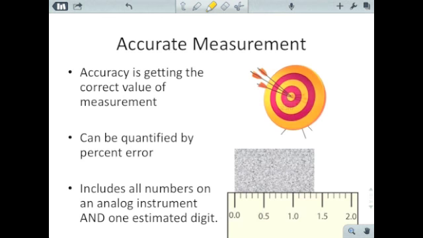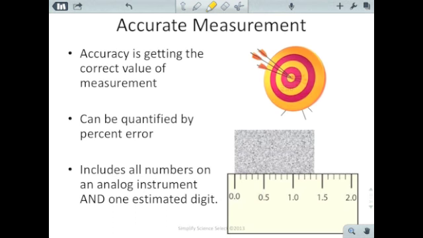Now, there are two things we're going to look at when we're dealing with measurements to figure out what type of measurement we have. The first thing is accuracy. Accuracy is getting the correct value of the measurement, getting the right answer. So if we had a 5-gram sample of aluminum and we put that on a balance, we would know that we were getting an accurate measurement if the balance read 5 grams. If it didn't, then the measurement or the balance would not be accurate.